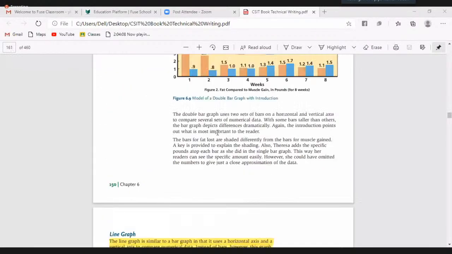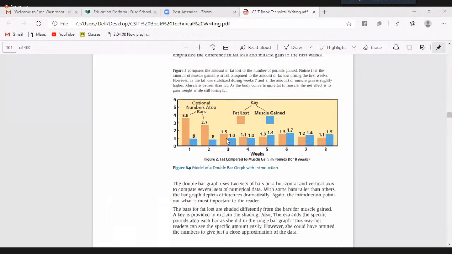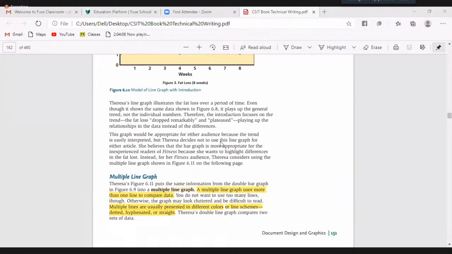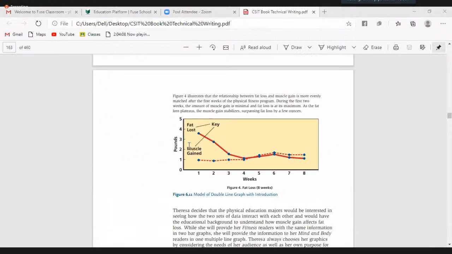Here in the multiple bar graph also different colors are used. So in the multiple line graph also you can use different colors. Here you can see one color and here another color. So what is given here? This is about the same: muscle gained, and then here fat lost, isn't it? Muscle gained and fat lost. So this indicates that.